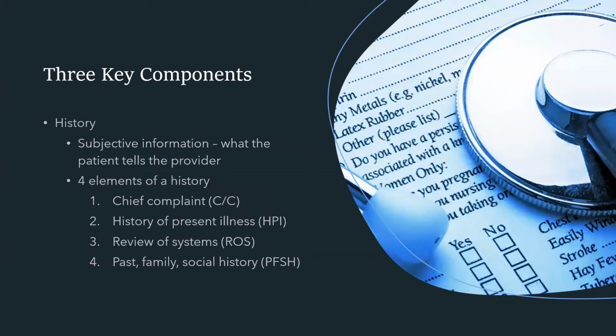3 key components. The provider typically asks pointed questions to get more information from the patient and help determine what to focus on during the physical exam. Now remember, the subjective information is what the patient tells the provider, and there are 4 elements of a history. There's the chief complaint, history of present illness, review of systems, and then the past family and social history.